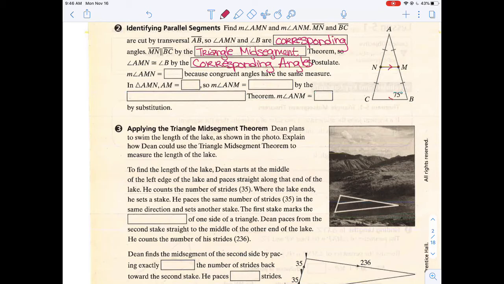So we know that these are parallel. We know these are congruent. That's all we've talked about so far. So the measure of angle AMN equals the measure of angle B because congruent angles have the same measure. So side AM is congruent to AN. And since that's true, the measure of angle ANM is the same as the measure of angle AMN. So these two are congruent as well, by the isosceles triangle theorem.